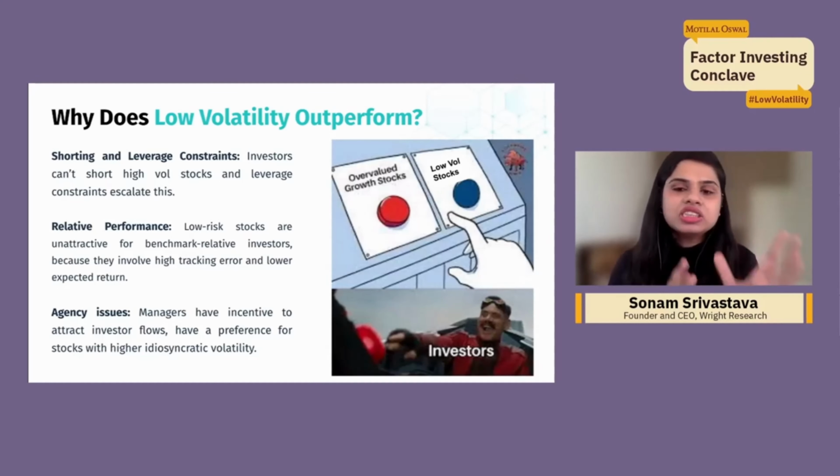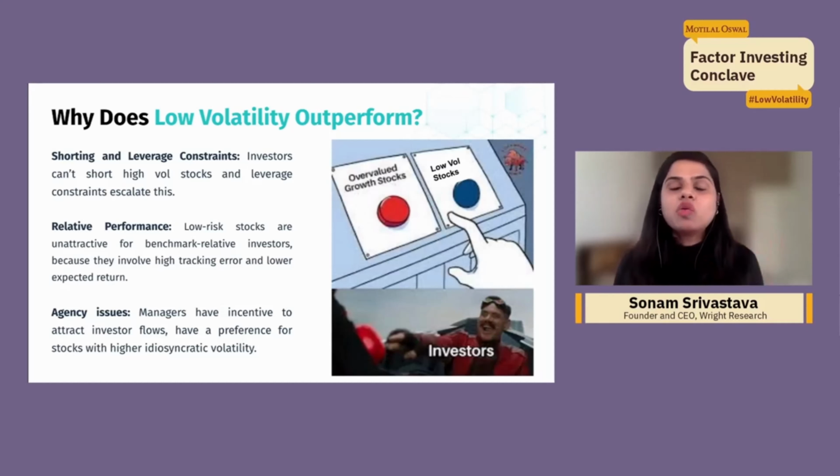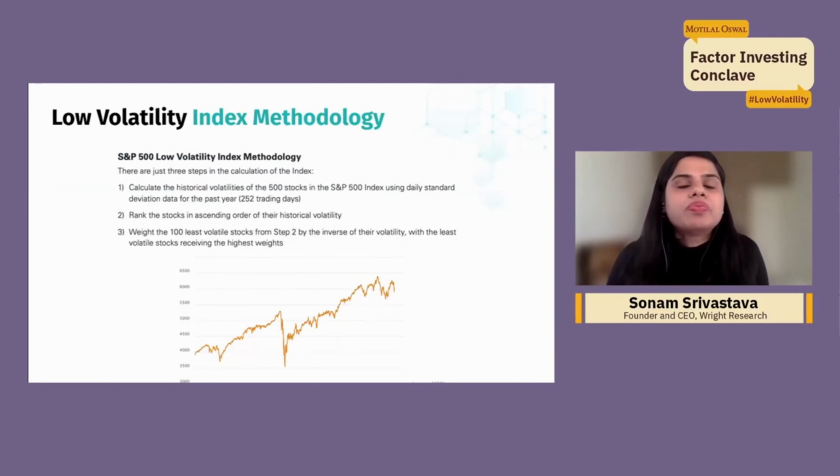So this is what I found really interesting while studying this anomaly for this particular presentation. The low volatility anomaly continues to outperform, and there is a highly explainable reason in the investor psyche, as well as the constraints that various managers have. Now talking about the index methodology, how do you create a low volatility index? How do people create a low volatility strategy? There are various methods of doing that.